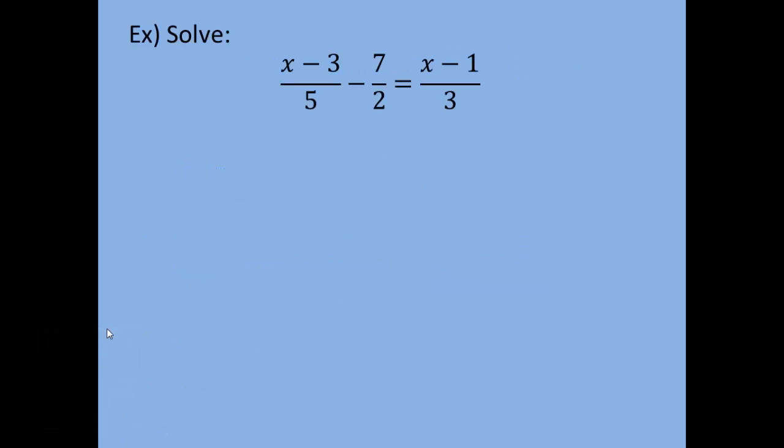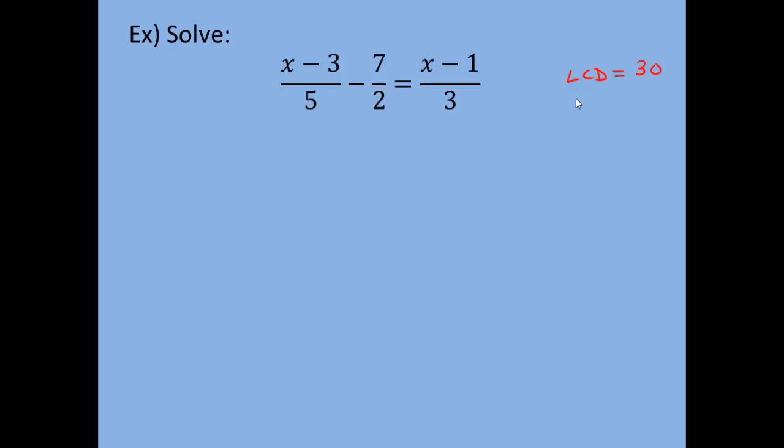So we want to solve (x minus 3) over 5 minus 7 over 2 is equal to (x minus 1) over 3. Our first step is to find an LCD of all fractions that appear. So I'm looking at the 5, the 2, and the 3. The smallest number they all can go into evenly is 30. So the LCD here is 30.